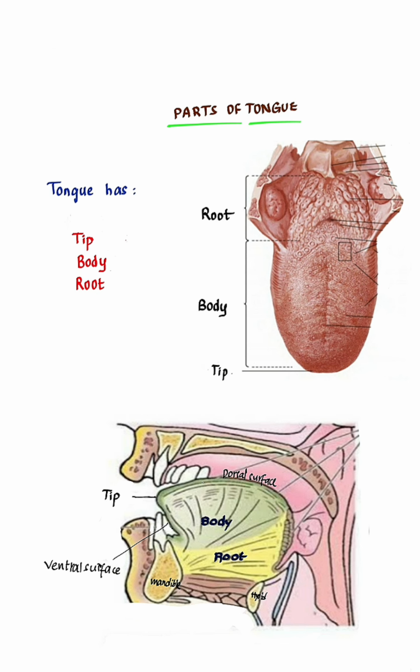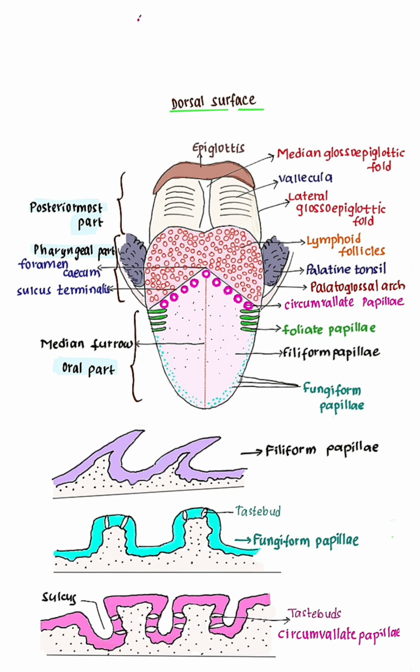It has two surfaces: dorsal surface and ventral surface. Ventral surface is also known as inferior surface. It has two margins: right lateral margin and left lateral margin. Now let's see about dorsal surface in detail.